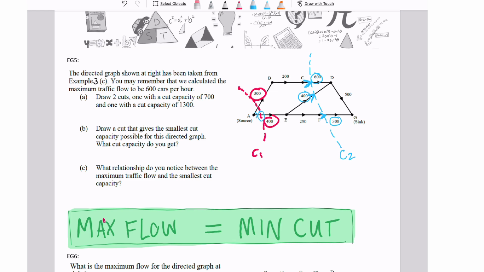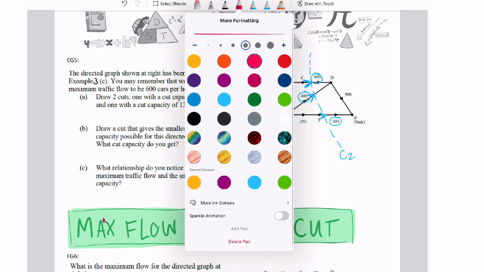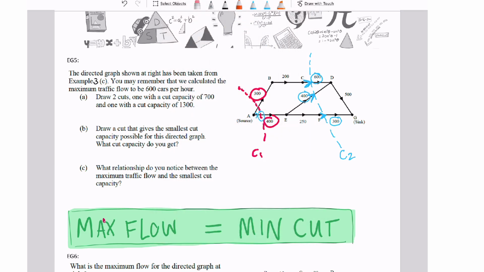All right, B, draw a cut that gives the smallest cut capacity possible. Okay, the thing with this second method is, it is a guess and check at times. So now I'm just going to be adding some more cuts. So I know this one was 1300. I know this one was 700. Let me try some others. What if I just try one at the end? This one would be 800.